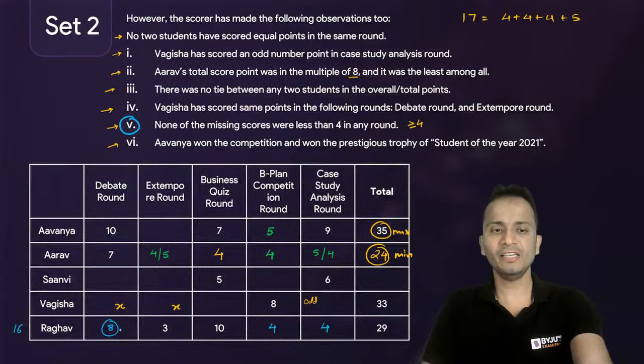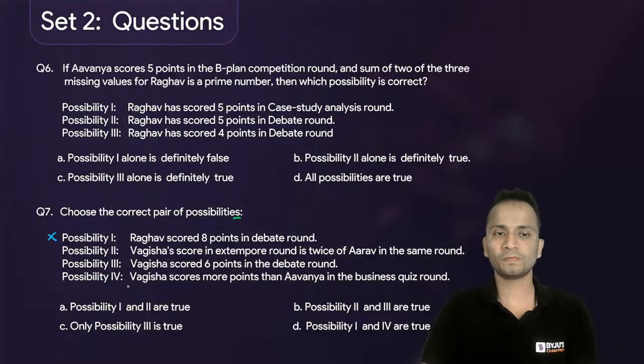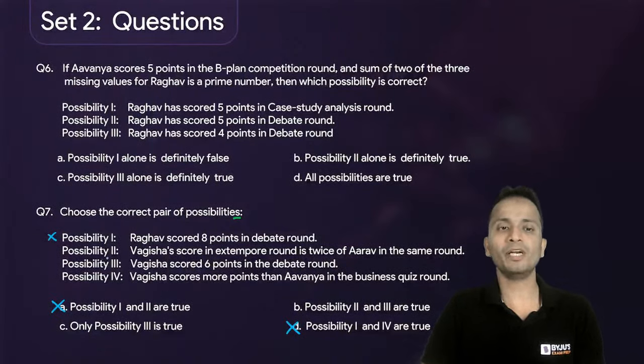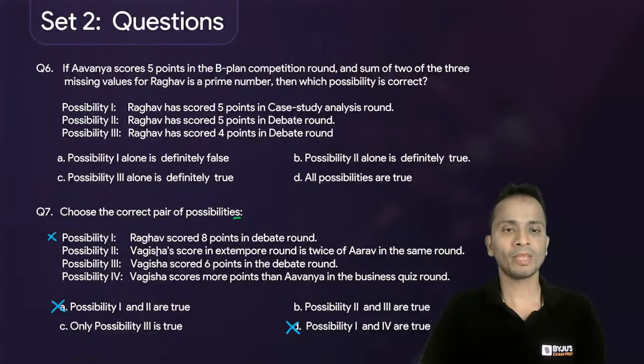Fine? So the first possibility is not true. Clear? So first possibility is not true. So option A and option D can be eliminated. Side by side, we keep eliminating option B as well. Fine? Now I'll check possibility number 2. After checking possibility number 2, I will be clear with the answer. I will not go ahead.